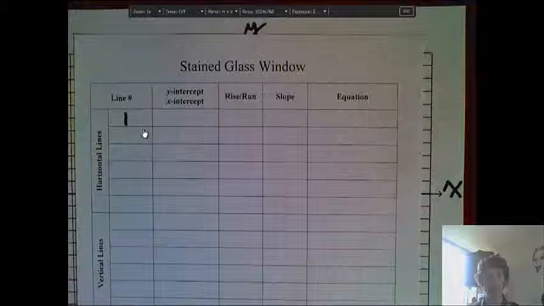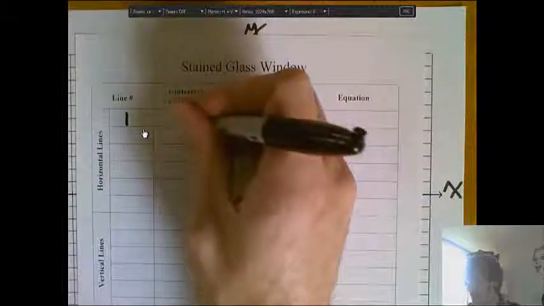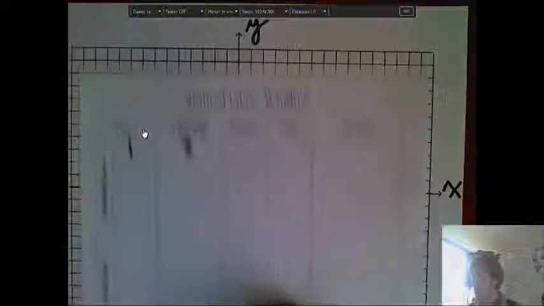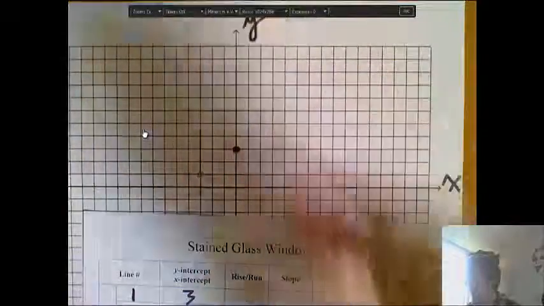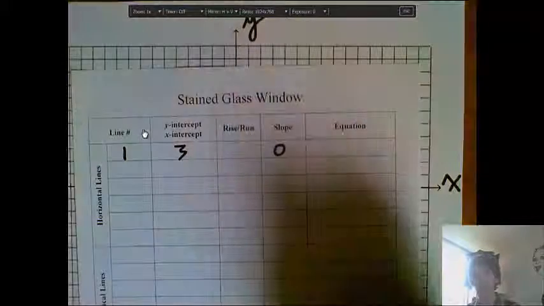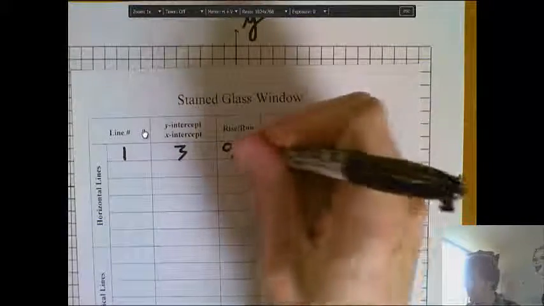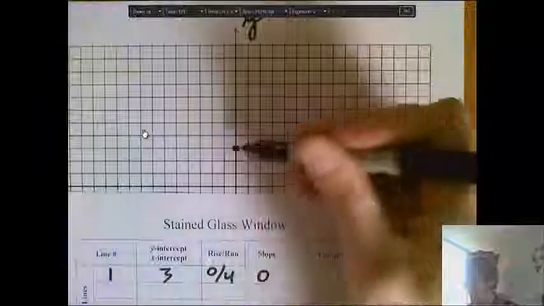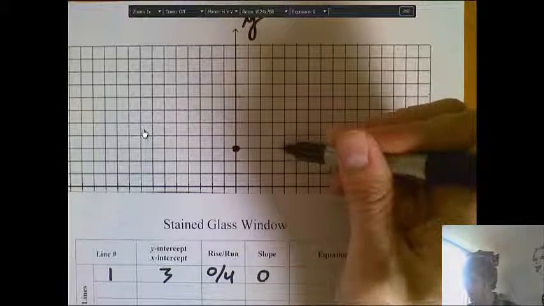So my first line, number 1 here, horizontal. I first must identify a y-intercept, and perhaps that's going to be 3. My y-intercept here: 0, 1, 2, and 3. Now I know if my line is horizontal, my slope is 0, which means I need to have a rise and a run. My rise has to be a 0. My run doesn't matter really. Perhaps it's going to be 4. So from this point, I rise up 0 and run over 1, 2, 3, 4.